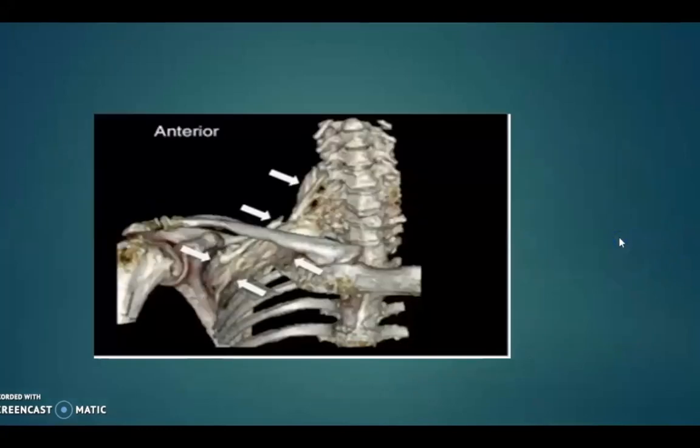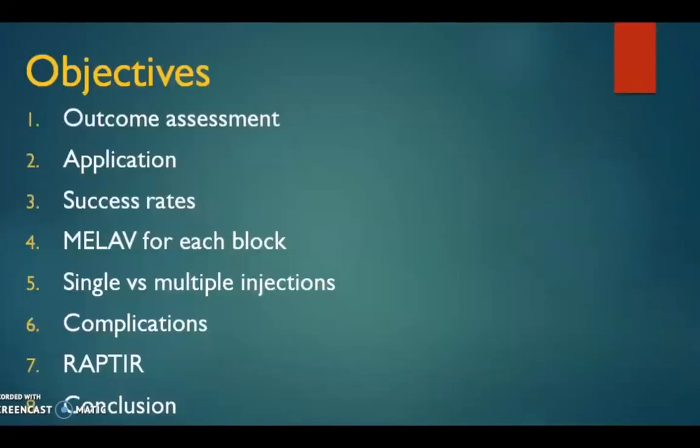So now that we've seen where to inject the drug and how to inject the drug, I want to discuss what will happen after we inject the drug. What are the practical applications of this drug spread in and from the infraclavicular area? This will be the basis of my presentation today as I try and seek answers to some of these questions pertaining to infraclavicular brachial plexus block.